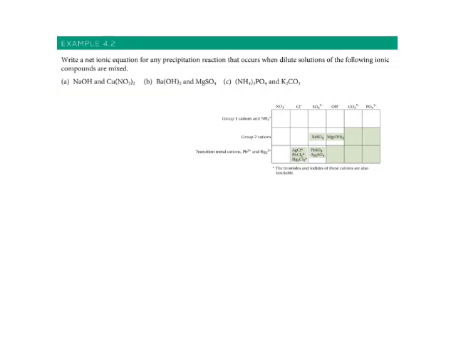I'll go through this one in a fair amount of detail, and then I'll let you try the next two. Okay, so first we need to write the balanced equation for the first one. So we'll do NaOH and copper 2 nitrate.